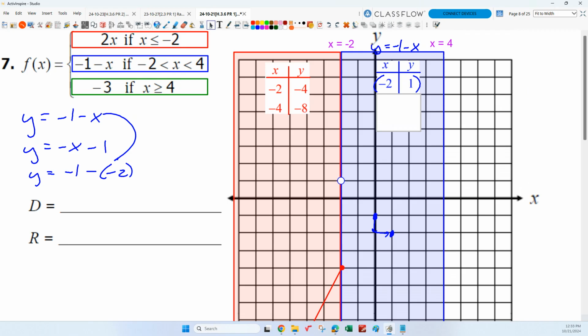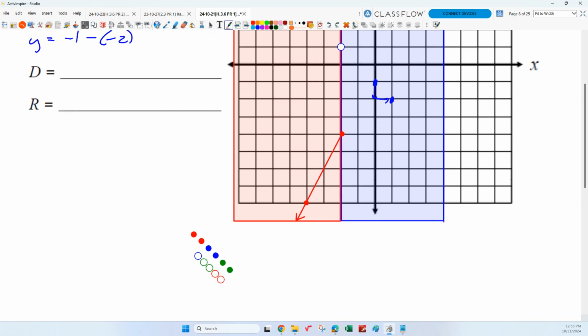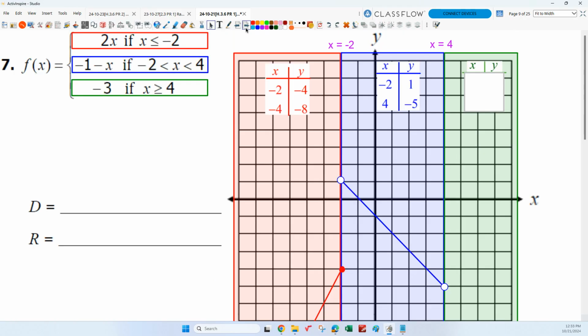Yeah, 4. Let's use the right edge of the blue region. If I plug 4 in, -1 minus 4, isn't that just -5? So we get the other endpoint is at (4, -5). Open or closed? Open, because the blue domain does not include 4, right? So we say positive 4, negative 5. We got another one. Positive 4, negative 5 right there. And then I would just connect those endpoints, and I'd get something like that. Good? Make sense?